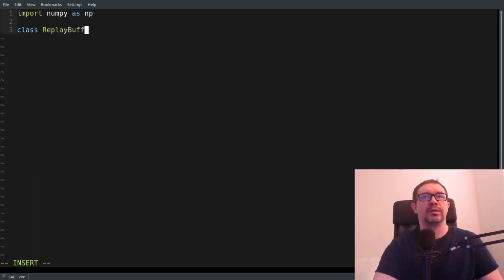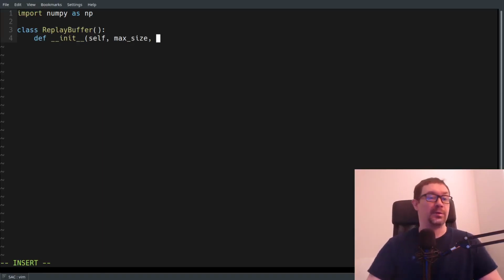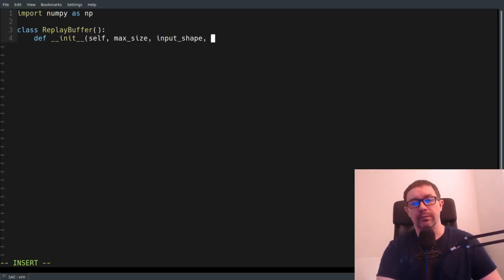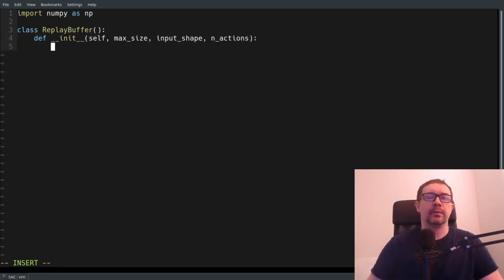So we're going to stick these in their own class, and our initializer is going to take a few parameters: a maximum size of the memory because we don't want it to be unbounded, and this will typically be something like 1,000,000 transitions, an input shape which will correspond to the observation dimensionality from the environment, and the number of actions. Now, in this case, we're going to be dealing with a continuous action environment, and so number of actions means the number of components of that action.